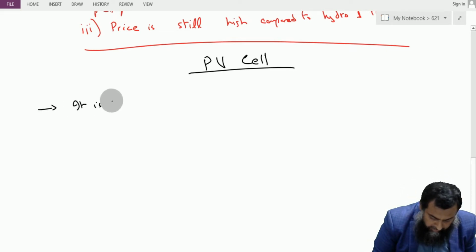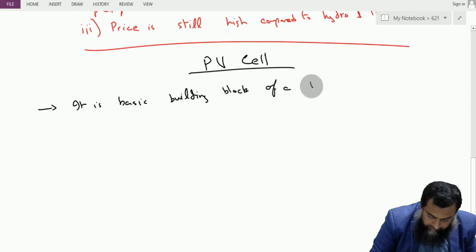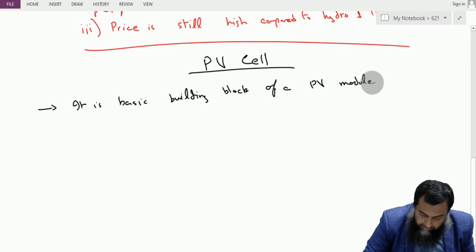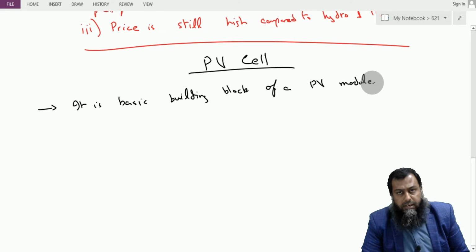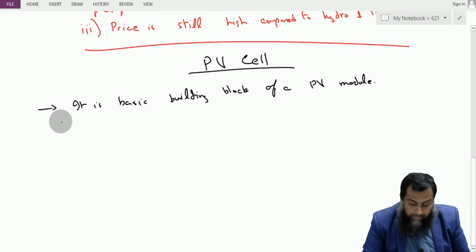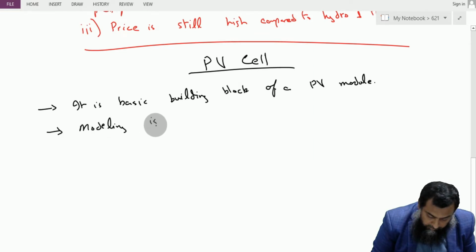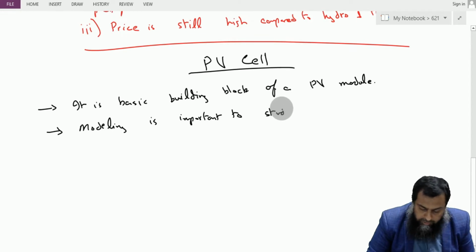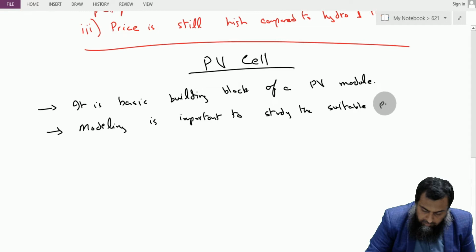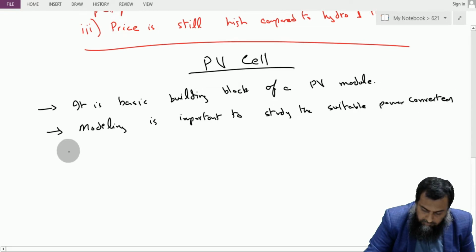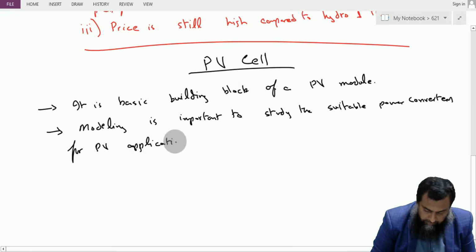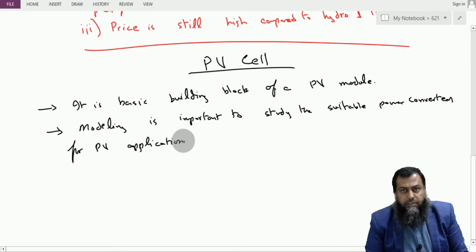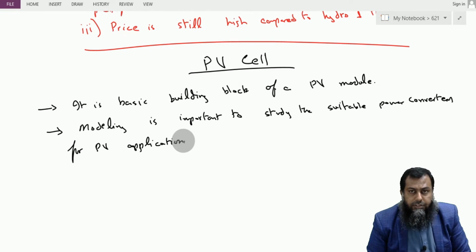So the PV cell is the basic building block of a PV module. An individual cell has a very small capacity, and therefore several cells are connected in series and in parallel to form a photovoltaic module. The PV cell modeling is important to study suitable power converters for PV applications. And we will shortly see that the photovoltaic cell exhibits non-linear characteristics which require some specific mechanism to operate at the optimal operating point.